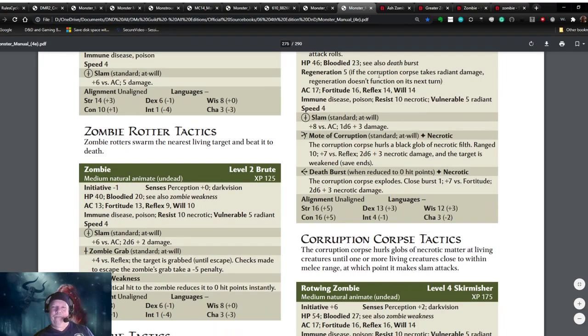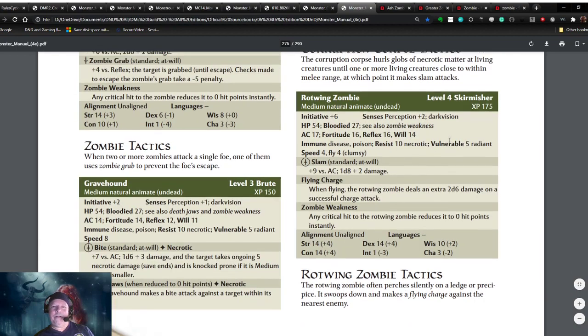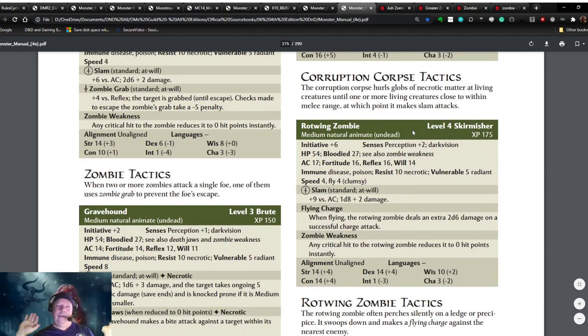Regeneration 5. If the Corruption Corpse takes radiant damage, regeneration doesn't function. So, Mode of Corruption hurls a black glob of necrotic filth. Deals 2d6 plus 3 necrotic damage, and the target is weakened. For Death Burst, the Corruption Corpse explodes when it is reduced to 0 hit points. 2d6 plus 3 necrotic damage to everybody within the close burst 1. So everybody within 5 feet of it.